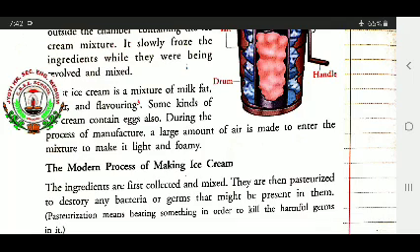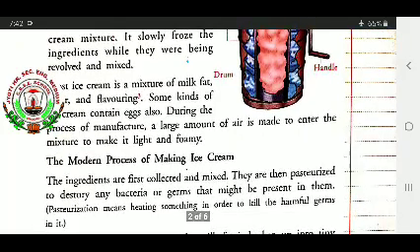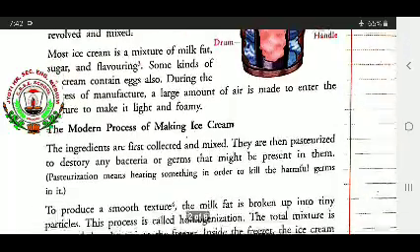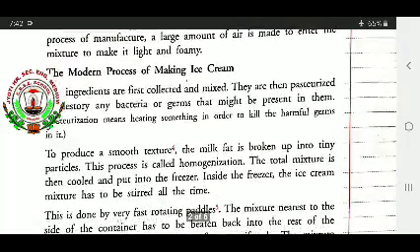Now we will learn about the modern process of making ice cream. Step 1. This is the first step. Various ingredients needed to make ice cream are first collected and mixed well. Then they are pasteurized to destroy the bacteria present in them. Here, the meaning of pasteurization is also given. That is, pasteurization means heating something in order to kill the harmful germs present in it. Now step 2. Step 2 and 3 we'll read together.